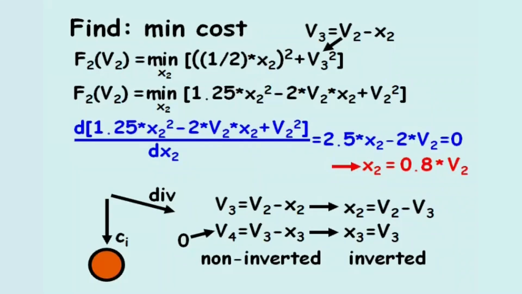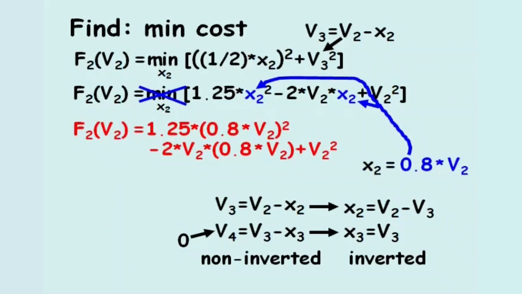To find the optimal objective function value at state V2, we can substitute in for variable X2 and remove the minimum, because we've already found the value of X2 which minimizes the objective function for this state. The optimal objective function value at state V2 equals 0.2 times V2 squared.